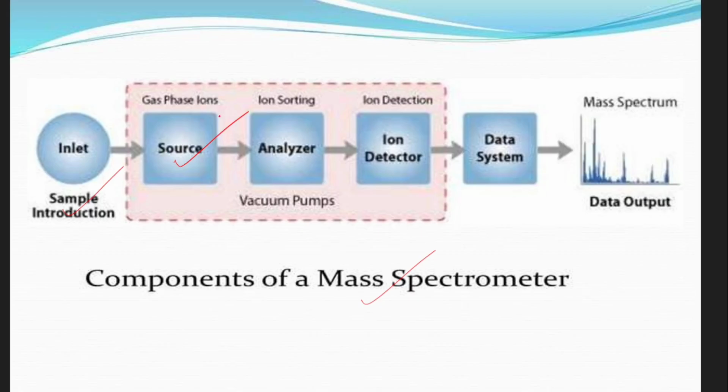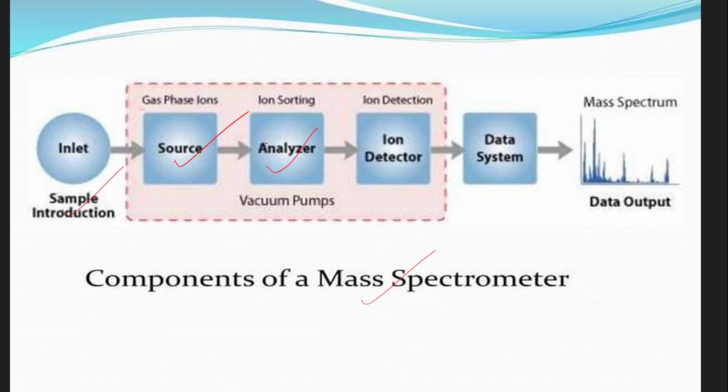Now coming to the source, that is ionization. The ionization source converts molecules into gas phase ions, which are necessary for mass analysis. There are different types of ionization methods used here. One is electron ionization, where a high energy electron beam bombards the sample, removing an electron to produce positive ions. The next method used here is electrospray ionization, that is ESI. A liquid sample is passed through a fine capillary, creating charged droplets that evaporate, leaving gas phase ions.